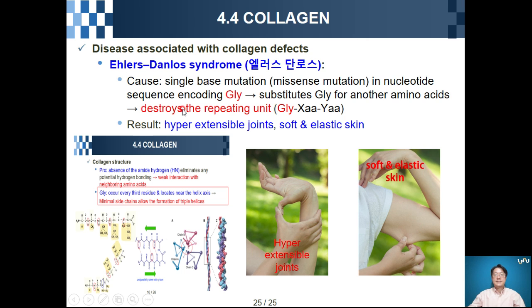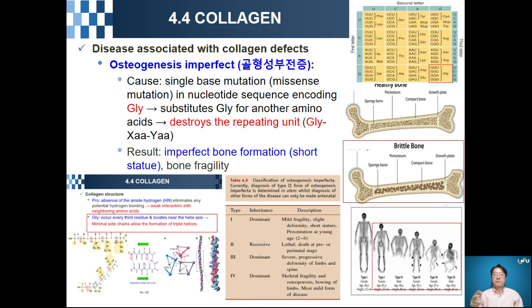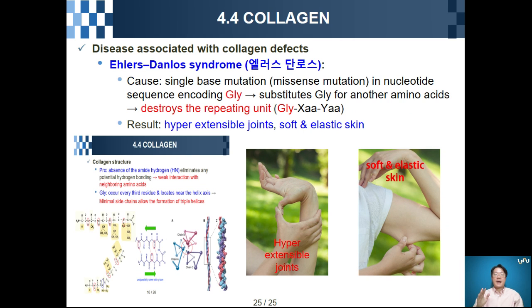The consequence is that they show hyperextensible joints, and their skin is very soft and elastic, like this. So these are the diseases associated with collagen defects. The first one was osteogenesis imperfecta. The cause is a single base mutation or missense mutation in the nucleotide sequence encoding glycine. And the second disease is Ehlers-Danlos syndrome. They have the same cause, and it also destroys the repeating unit, especially glycine. So the consequence is hyperextensible joints and soft, elastic skin.